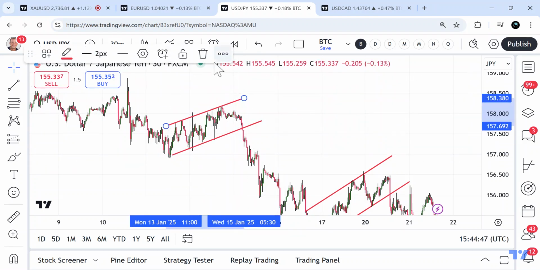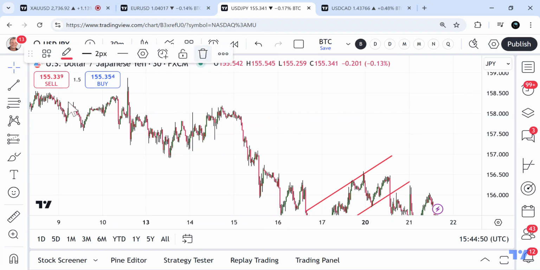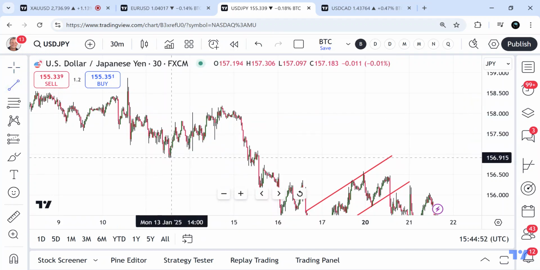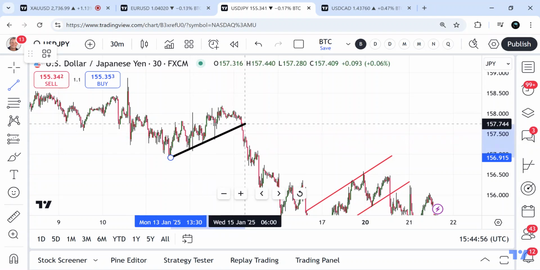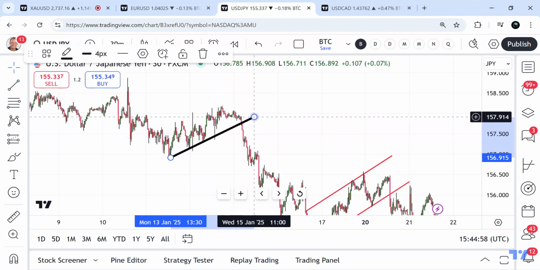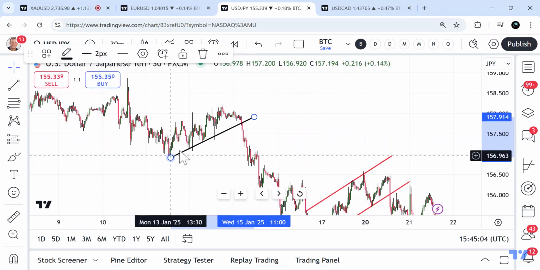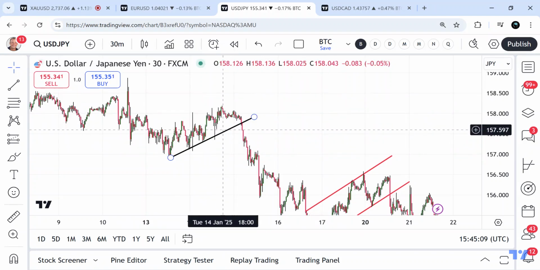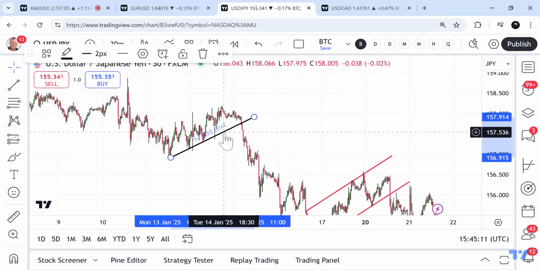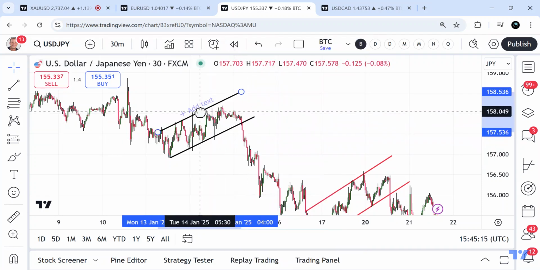So if I remove this here, you find the bottoms and you link those bottoms together. We take our bottom here, we link it with the next bottom, and the next bottom as such. We may not get all the bottoms, so don't be upset with that, but you want to get the base core bottoms there. And then you're going to right click, if you're using TradingView, clone.